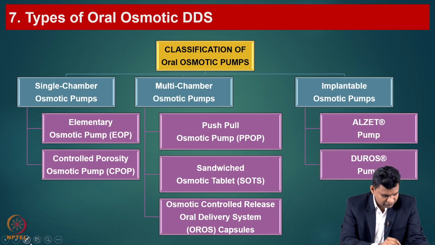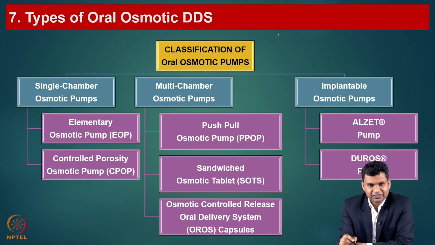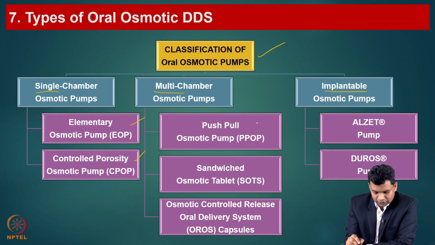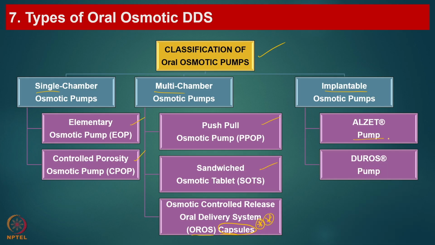The classification can be divided into various systems. Also, we have discussed single chamber osmotic, multi chamber, and implantable. Again, elementary osmotic pump, controlled porosity, push pull osmotic pump, sandwich, and these are the OROS capsules. Okay, we are going to see this one also. Then ALZET pump and the DUROS pumps.